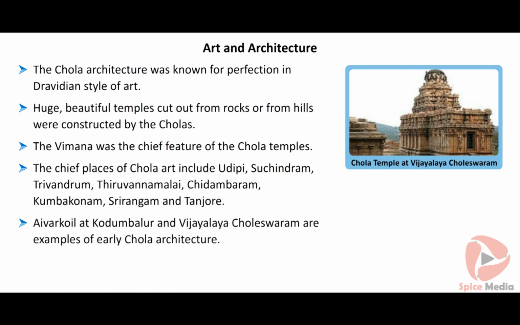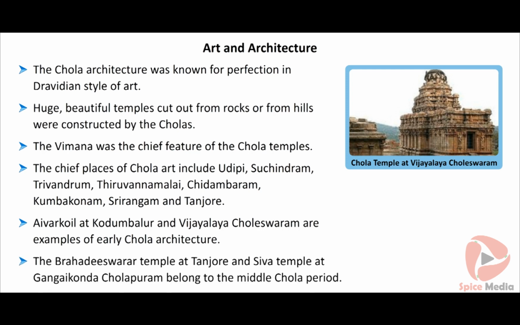Aivar Koil at Kodumbalur and Vijayalaya Choleshwaram are examples of early Chola architecture, which are known for its simplicity. The Brihadeshwar temple at Tanjore and the Shiva temple at Gangaikonda Cholapuram display fine architectural skill and belong to the middle Chola period. The Brihadeshwar temple at Tanjore, declared as a World Heritage Monument, has a Vimana above the Garbhagriha, reaching a height of 216 feet and has 13 tiers.